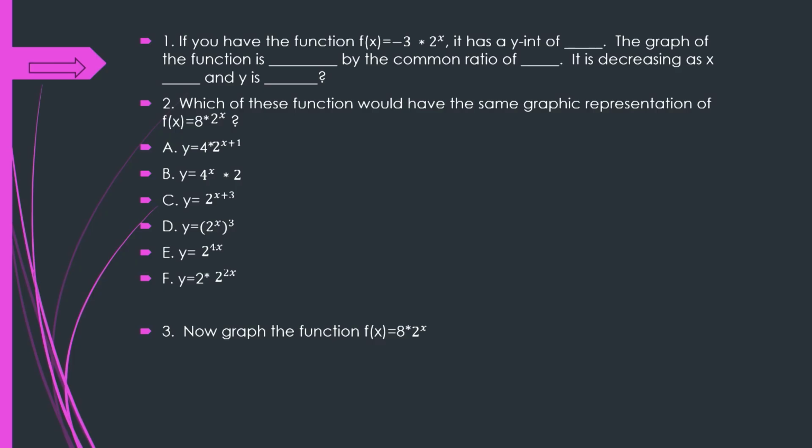The first one says, if you have the function f of x equals negative 3 times 2 to the x, it has a y-intercept of blank. The graph of the function is blank by a common ratio of blank. It is decreasing as x blank and y is blank. Number 2, which of the following functions would have the same graphic representation of f of x equals 8 times 2 to the x? And the third one, now graph the function f of x equals 8 times 2 to the x. So you, or you and your table partner, go ahead and work these problems. When you get done, come back to me and let's see what we got.